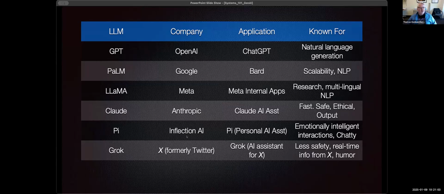So, for example, Pi, which is produced by Inflection AI, is known to be better at emotionally intelligent interactions and to sort of be chattier. Claude, produced by Anthropic, its Claude AI Assistant is a little bit faster than ChatGPT. It also has more guardrails than a lot of these other models, and so it can be relied upon more for safe, ethical output. On the other end of that is something like Grok, which is produced by X, formerly Twitter, which has fewer guardrails and pulls real-time information from X and is known for being better at handling humor and sarcasm.